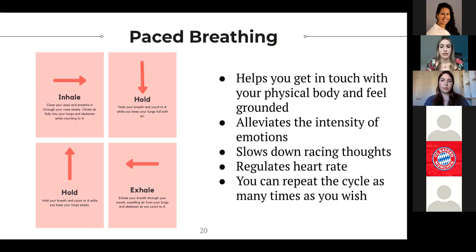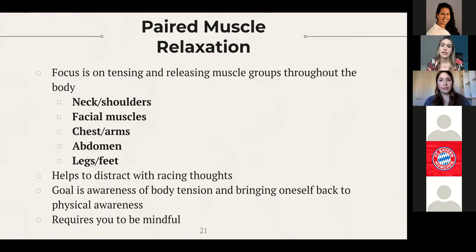And this is something that you can do as many times as you wish. It might take maybe 10 rounds of this before you feel a little more calm, a little more regulated and centered. It might take a couple minutes. It definitely depends on the situation, but it's just another tool that you can pull out that might work for you. And the last P in the distress tolerance tip acronym is paired muscle relaxation.